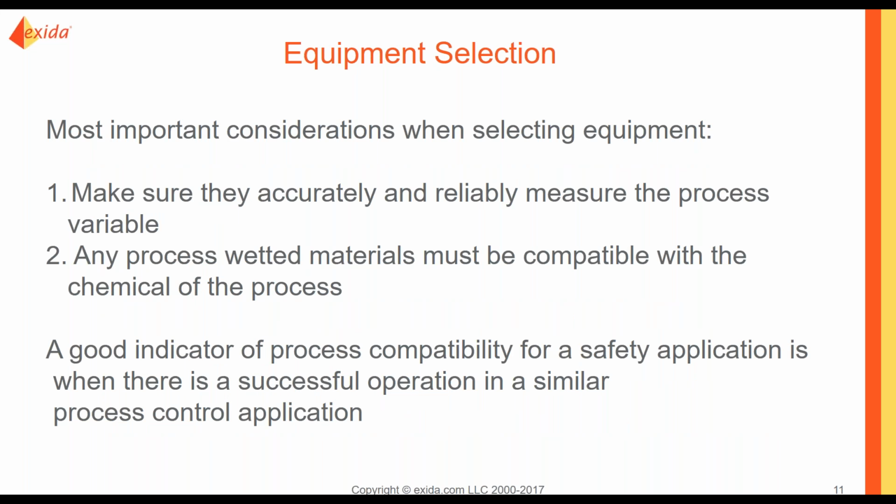The first and most important consideration when selecting sensors for safety applications is that they accurately and reliably measure the process variable. Another key issue is that any process-wetted materials must be compatible with the chemicals of the process. Usually these are the same process variables that are used for control. Successful operation in a similar process control application is a good indicator of process compatibility for the safety application.